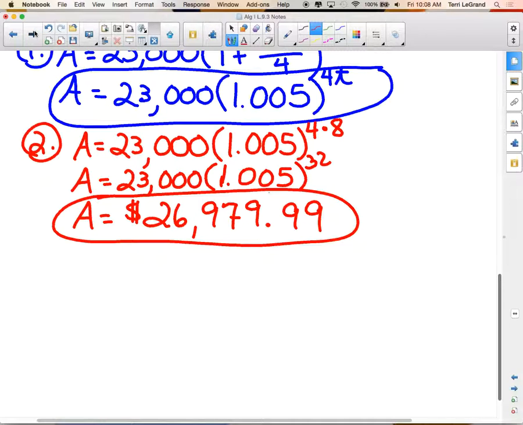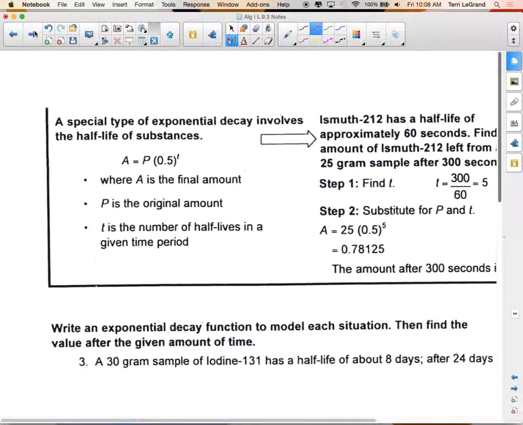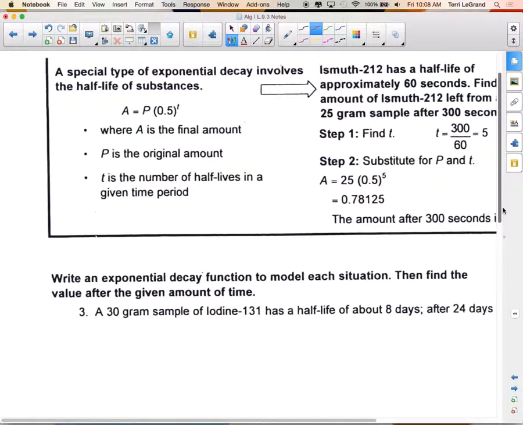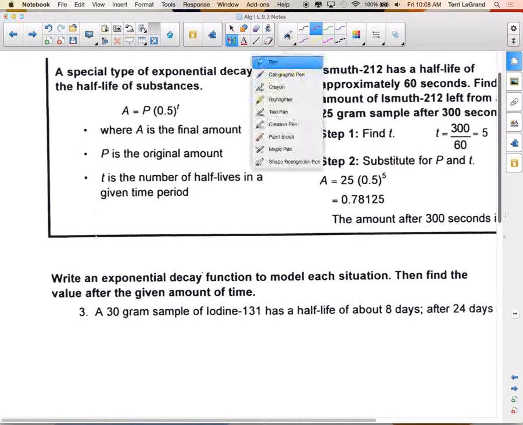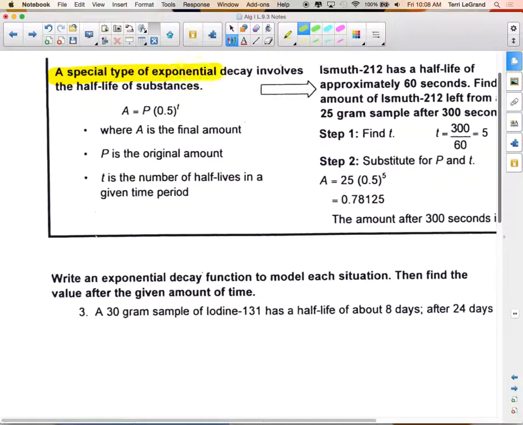Okay? Okay, let's go to the last thing we're going to do, which is a special type of decay, and I want you to highlight this. A special type of exponential decay involves the half-life of substances. Where A is, again, the final amount. How much is there? So it's like our what? Okay, highlight this right there.